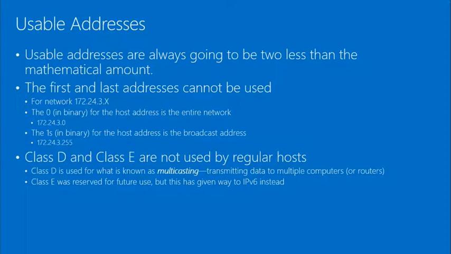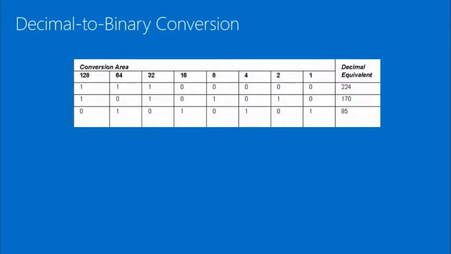So usable addresses. Usable addresses are going to be, as we mentioned, 2 less than the mathematical amount. The all zeros and all ones are taken out. The first and last addresses cannot be used. The 0 for the host address is the entire network. All ones, so 255 for the host address, is the broadcast address. Class D and E's are not used by regular hosts. Class D's for multicasting. Class E was reserved for future use, but has been given away to IPv6, which we're going to talk about in a little bit. And IPv6 is neat stuff, so you should stay tuned. I warned you this was coming.